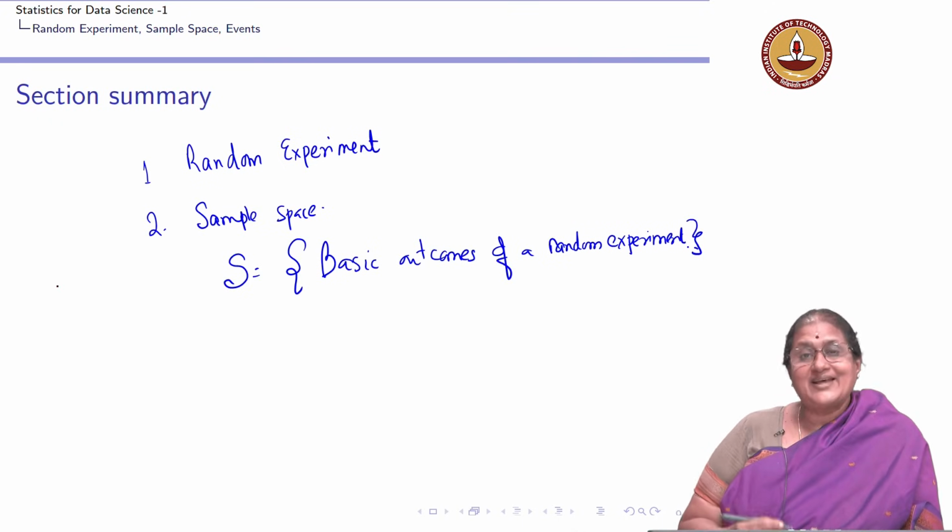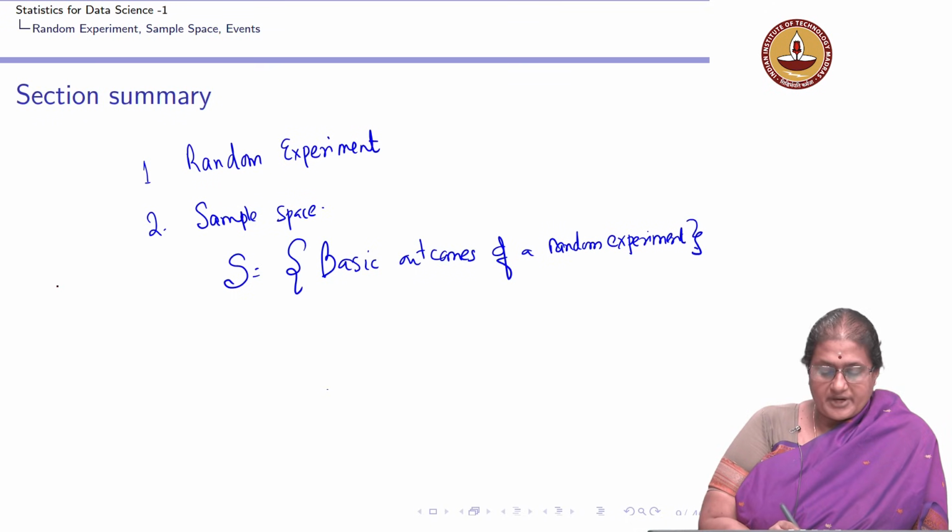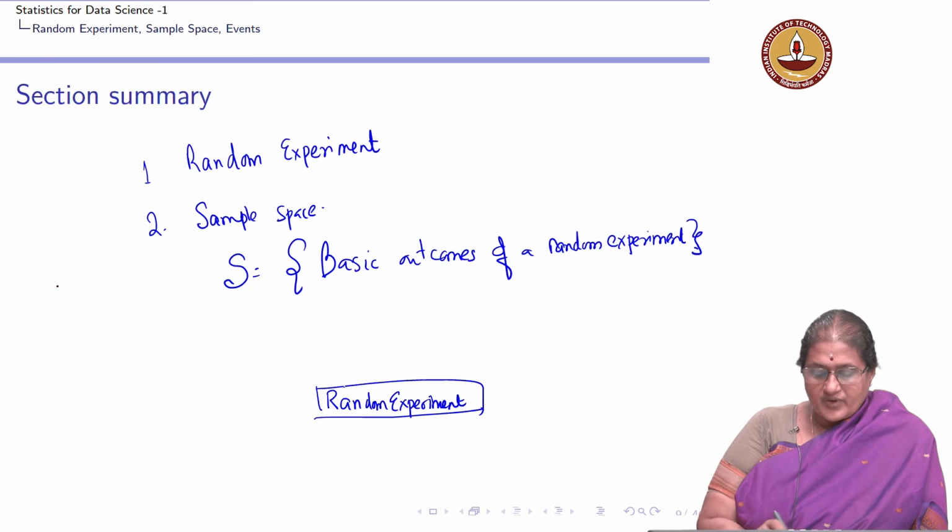Now, what is the next building block? The first building block is the notion of a random experiment, and once we have the notion of a random experiment, we understood what a sample space was.